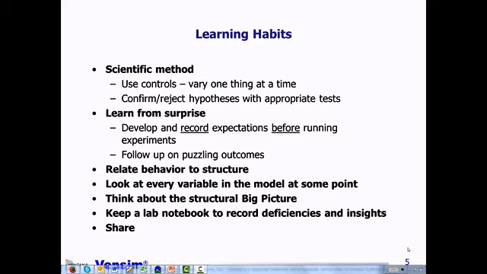And then finally, the model analysis process works better if you do it with colleagues. Share your insights and discoveries and discuss them, and you'll learn a lot more.